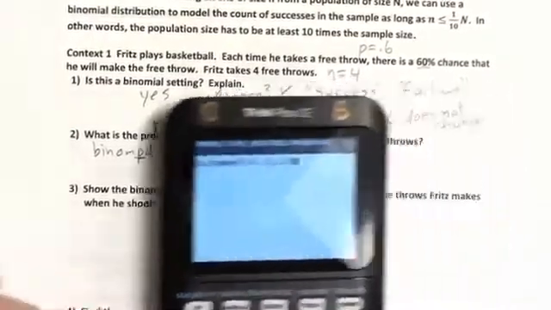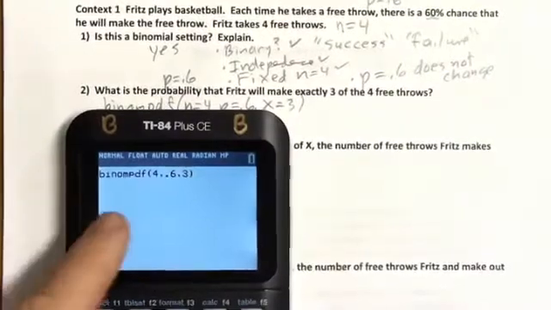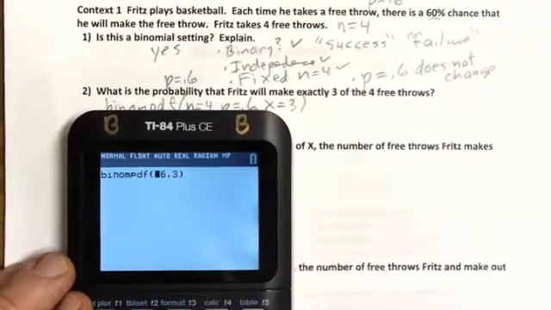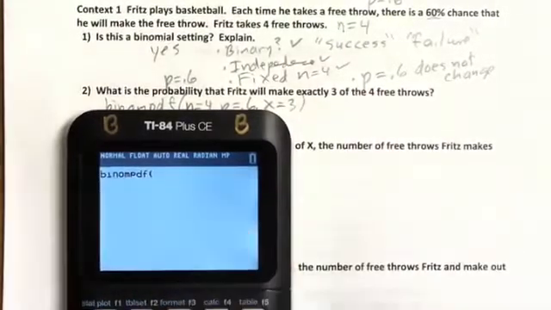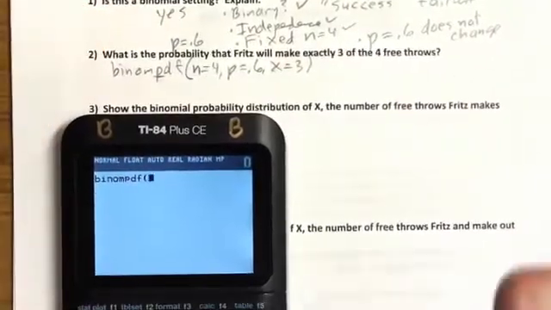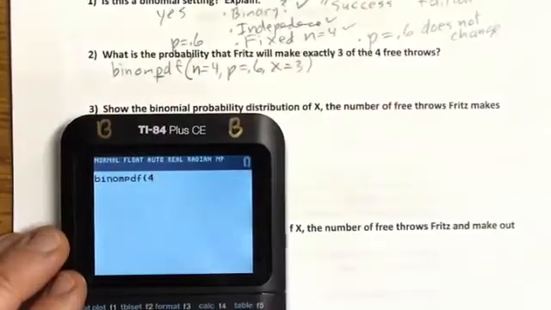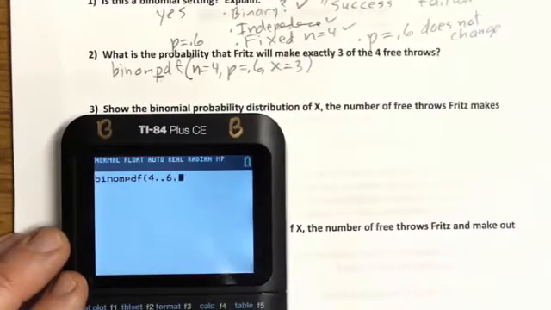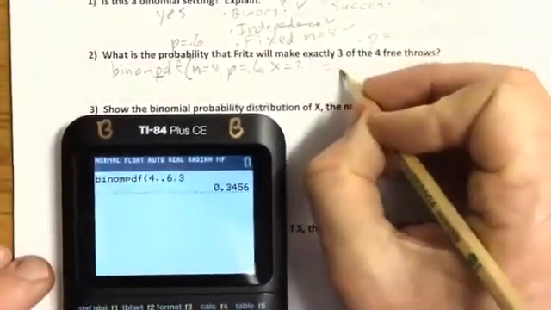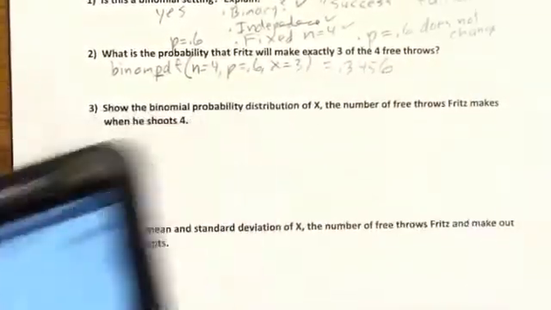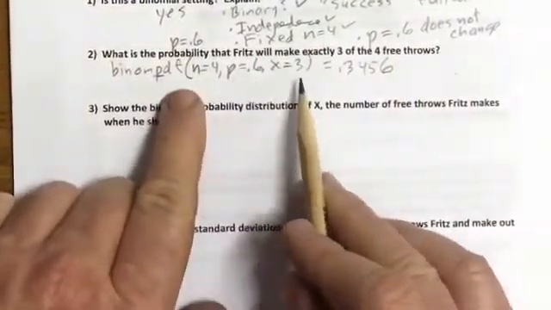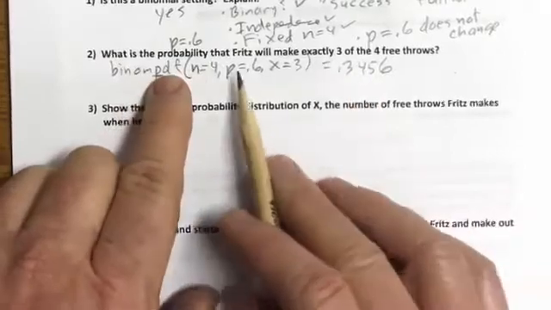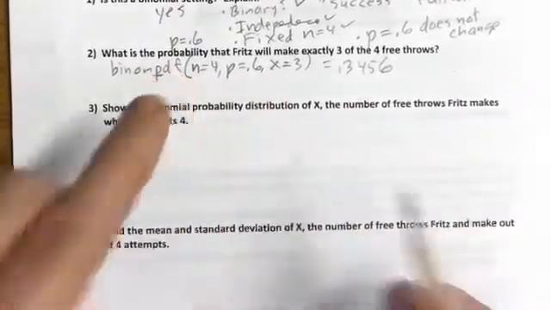Now, many calculators will immediately take you to this screen. If it immediately takes you to this screen, you just enter those numbers in that order. If this pops up on your calculator, you would enter them alphabetically: N, P, and X. N is 4, comma, P is 0.6, comma, 3, and just hit enter, and there's my answer. That would be 0.3456. It's important that you label these with the letters. If you don't label these with the letters, you're not going to get full credit for showing your work. Putting the letters there like that would give you full credit. And so that's how you do it.